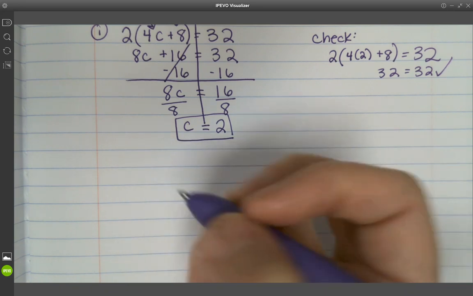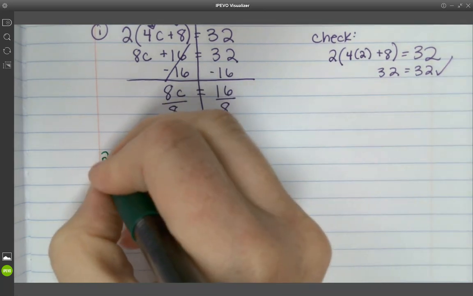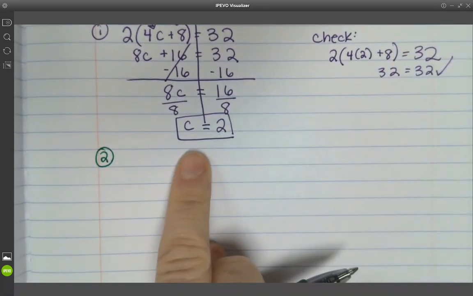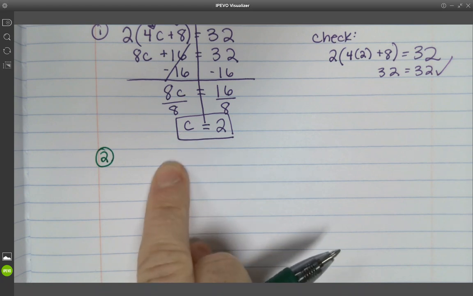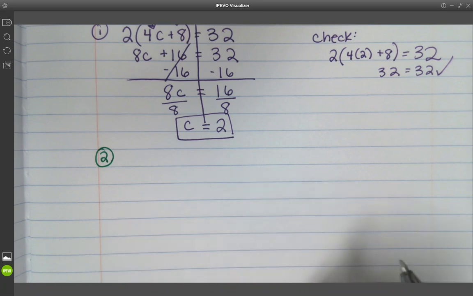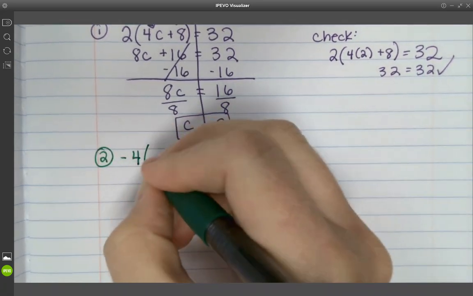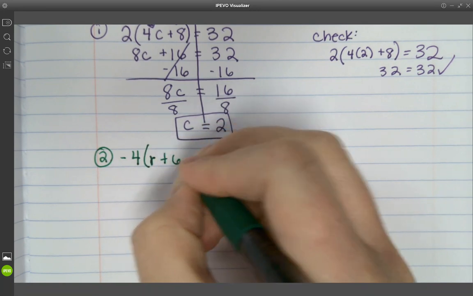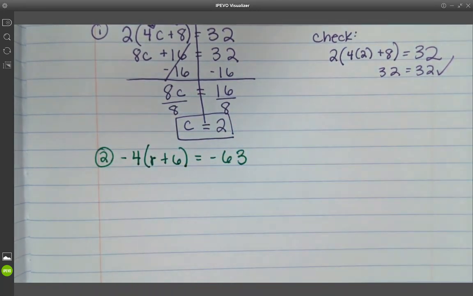All right, let's look at number 2. So don't skip much. So see how I have that as my answer? I just went to the next line. And if you want to write your notes in different colors, you're welcome to do that too. -4 parentheses r plus 6 close parentheses equals -63.